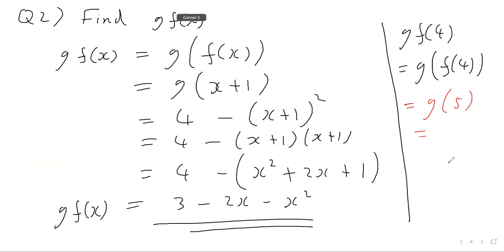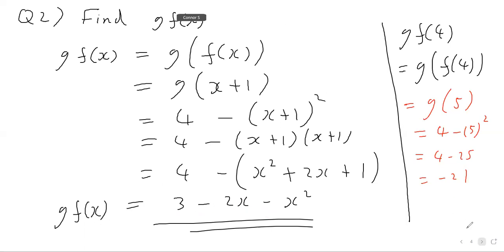So plugging in 5 into g, and we know that g is 4 minus x squared. So we write 4, and then instead of an x, write a 5, because we're plugging in 5, square that. So 4 minus 25 is equal to minus 21. And if you actually plugged x equals 4 into this result down here, you should also get the same thing. 3 take away 2 times 4 is 3 take away 8, which is minus 5, and then take away 4 squared, take away 16. So minus 5 minus 16 is minus 21. So we can also substitute the 4 into this result and we get the same value.